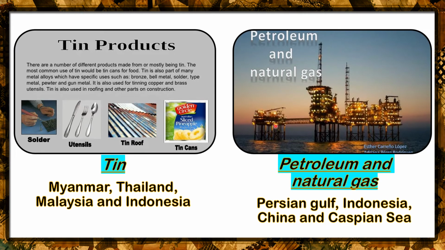And the last one that we have is petroleum and natural gas, which can be found in Persian Gulf, Indonesia, China, and Caspian Sea. So, class, just additional information. The world's largest country that produced oil is Saudi Arabia. And in fact, water is more expensive in Saudi Arabia because in Saudi Arabia, they have abundant supply of oil.